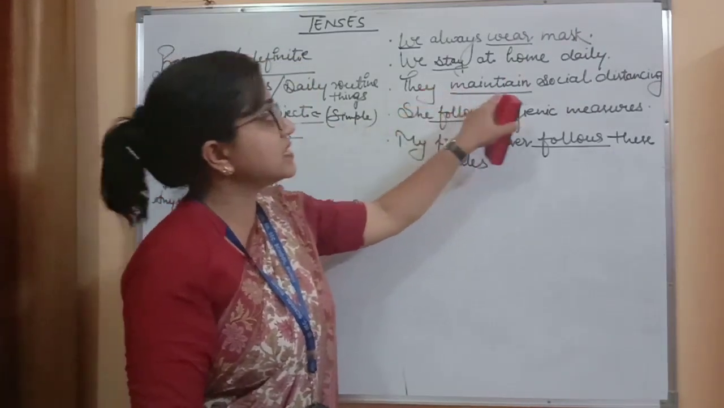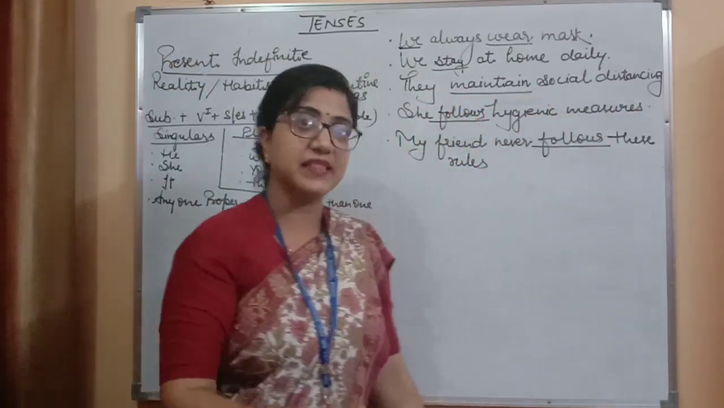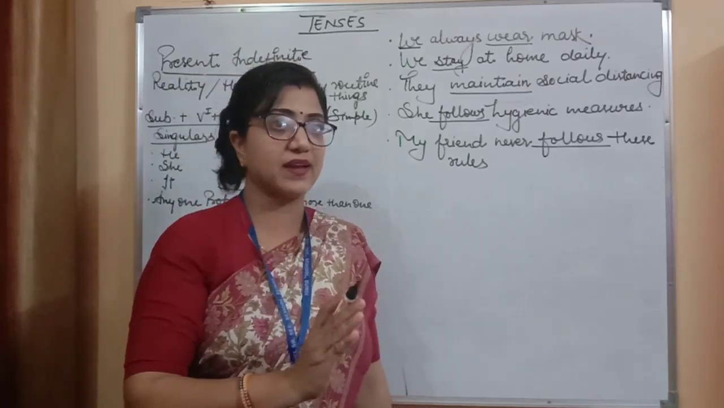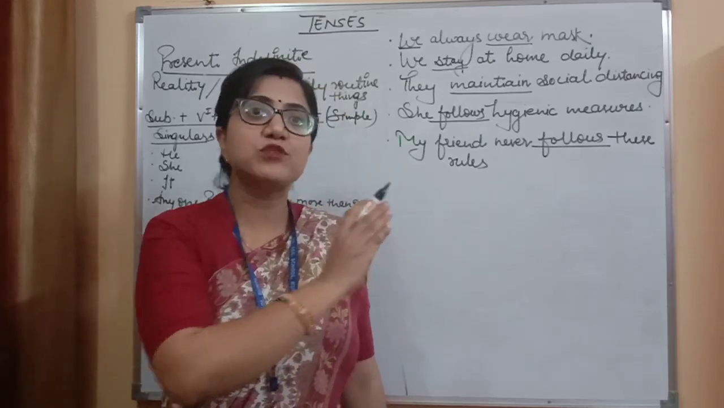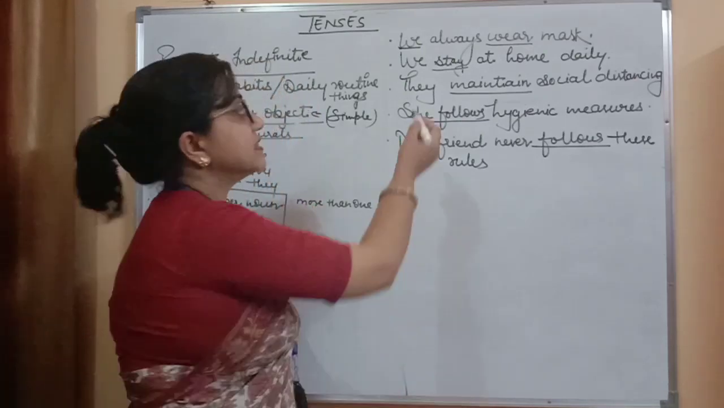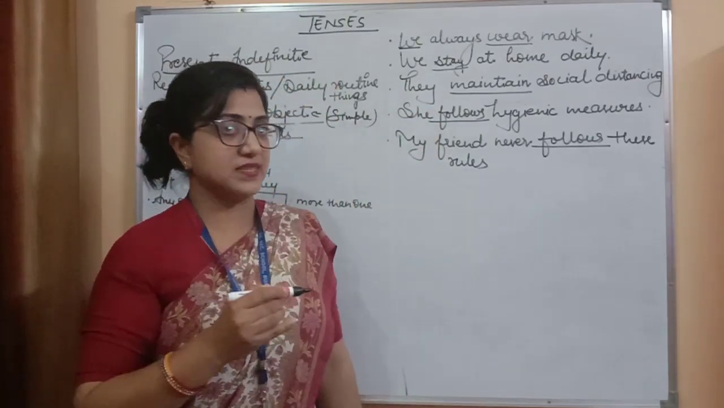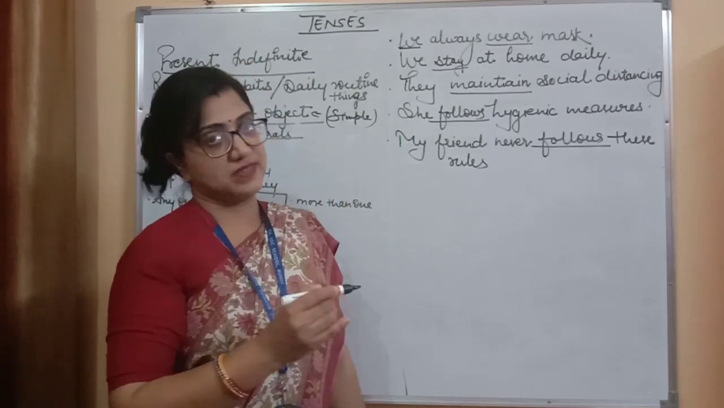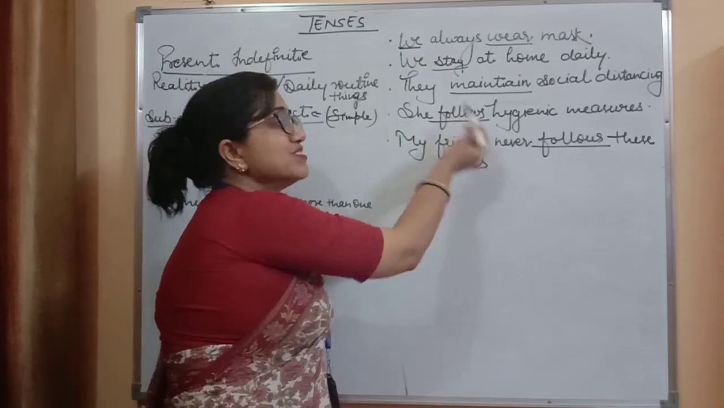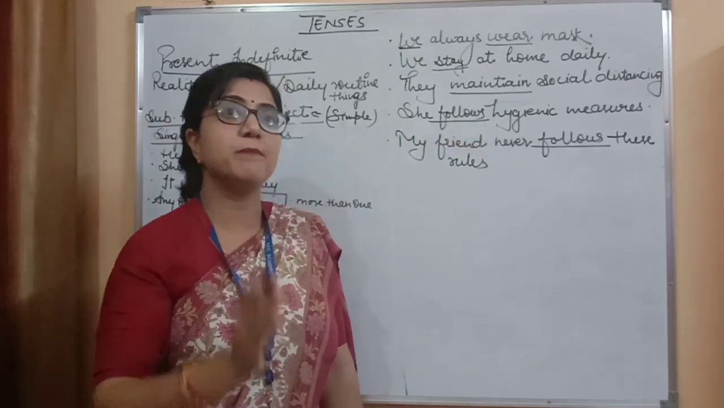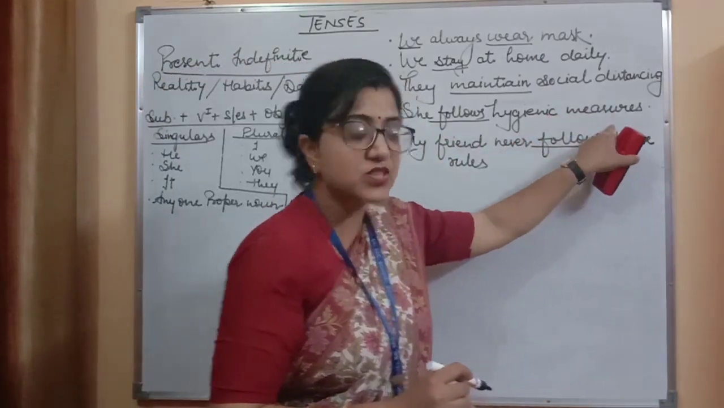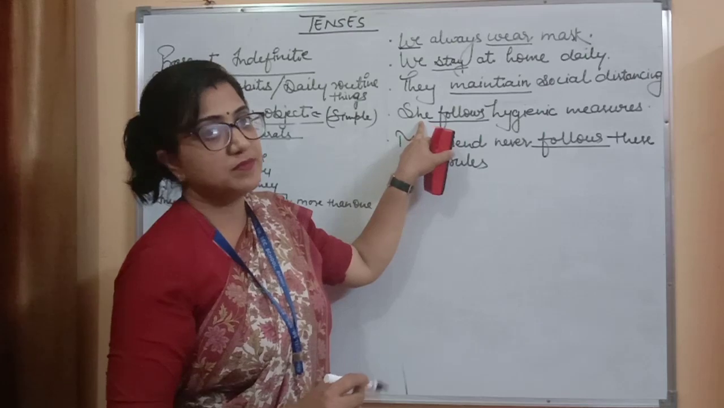Next, they maintain social distancing. They is the subject. Maintain is the first form of verb, not maintains. It is an error, you have to edit that error. They maintain social distancing, because they is a plural subject. Next is she follows. Here I have used s after the first form of the verb, follow. She follows hygienic measures. She is the singular form.